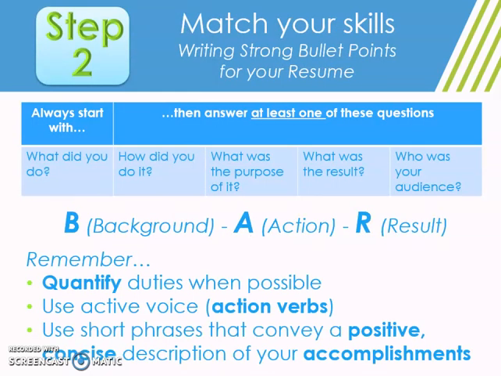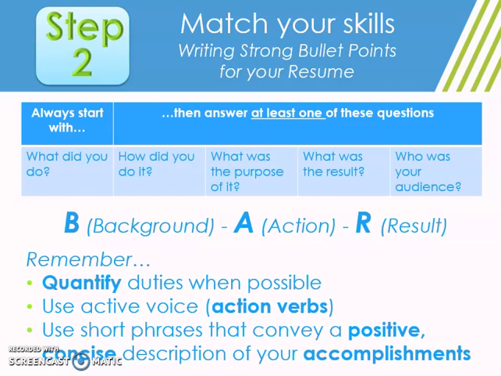A way to do that is to use the BAR method. BAR stands for background, action, and result. Often when people are writing resume bullets, they make the mistake of just describing what they did, focusing on the task, and it ends up reading more like a job description. And we want to push you to go beyond that, to think about some other questions.